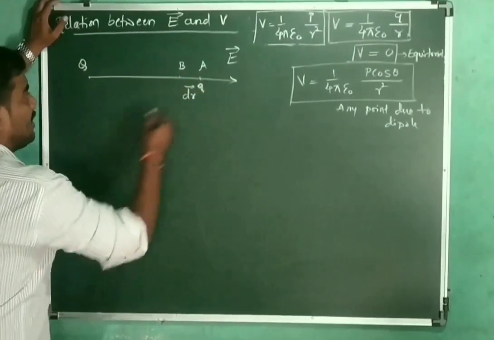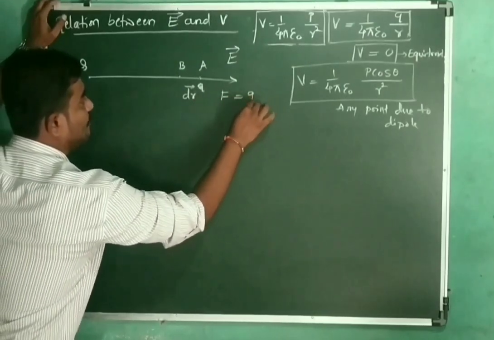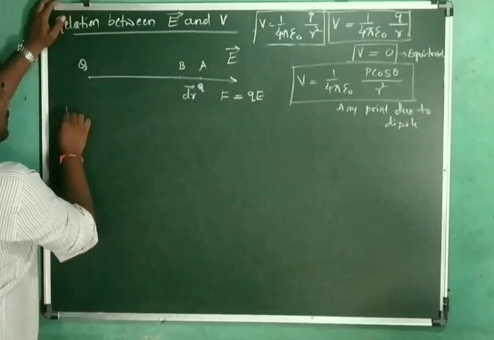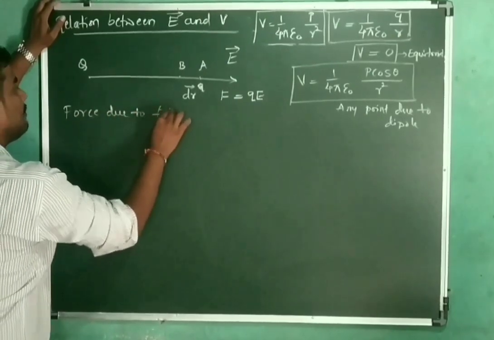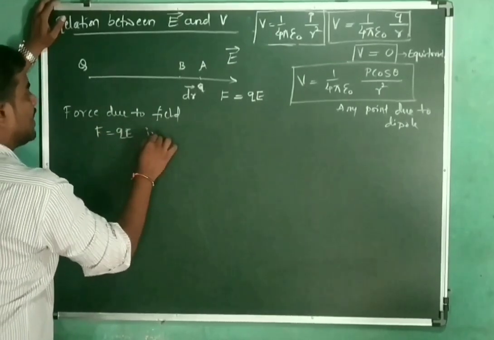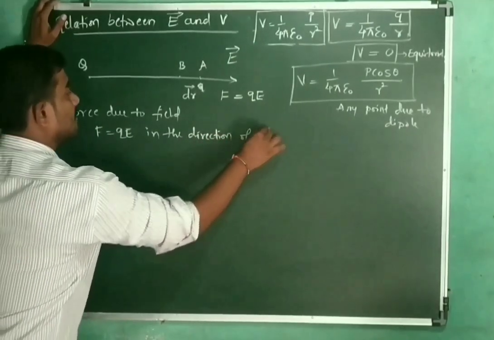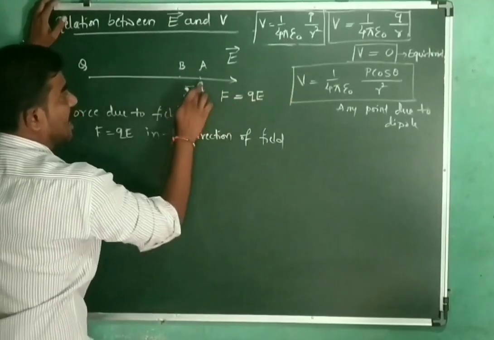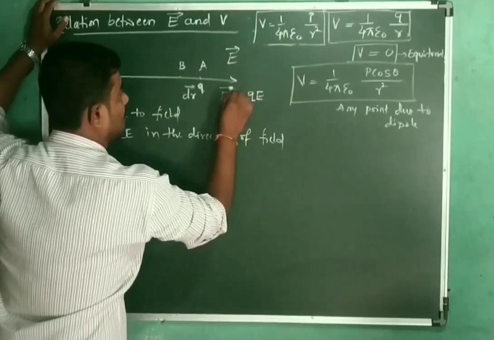And at this point, this charge is experiencing a force due to the electric field, and that force is F is equal to Q into E in the direction of electric field. Force due to field, that is F is equal to QE, in the direction of field. The force on the plus q charge and the electric field of the source charge are both in the same direction.